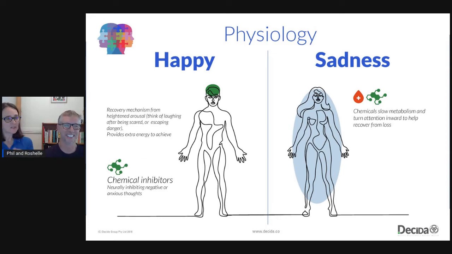And sadness is around slowing your body down. So your body will be really, really effective at giving you time to heal. We're not trying to get rid of sadness or anger, any of these emotions. They all have their time and place, and our bodies are set up habitually to do what they need to do to react in those moments.